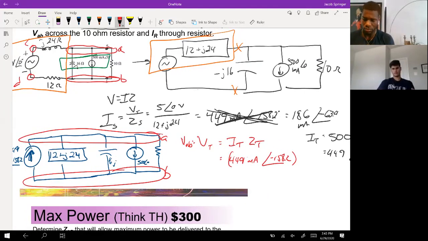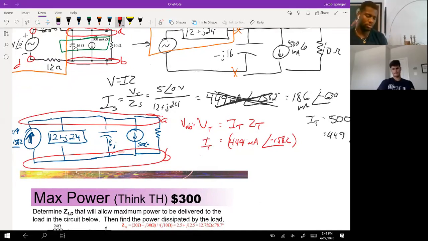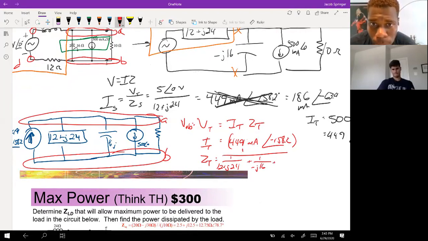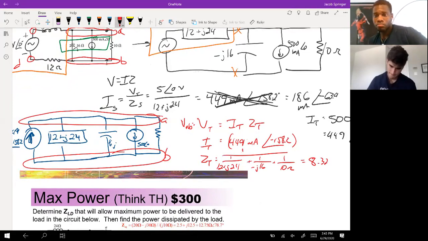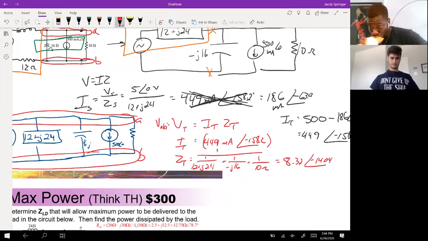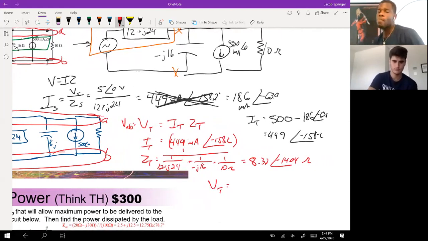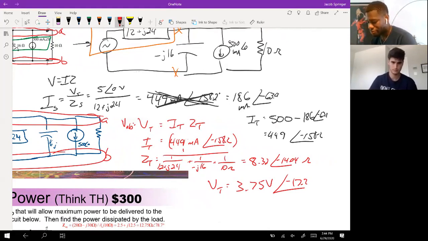All right. And then my Z total, I would put all of these together. This would be I total, Z total would be 1 over 12 plus J24, plus 1 over negative J16, plus 1 over 10 ohms. All of those together come out to 8.32 angle negative 14.04 ohms. So V total would be 3.75 volts, angle negative 172.2 degrees. And that V total is VAB.